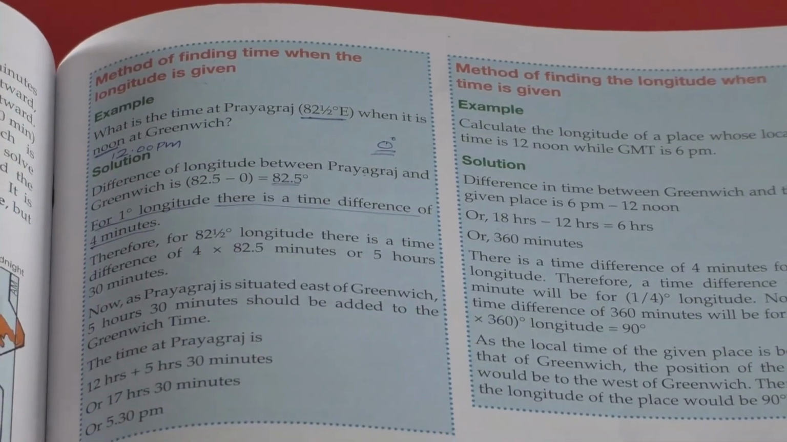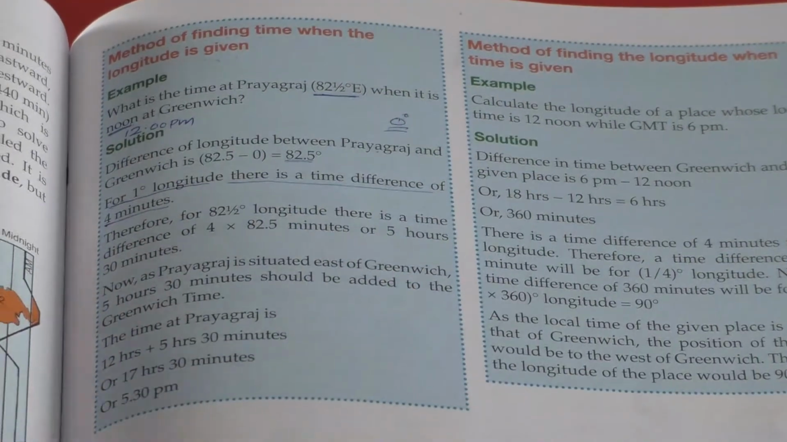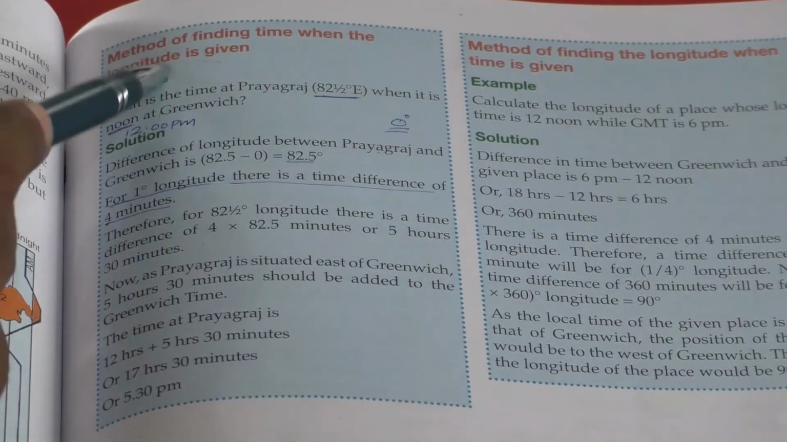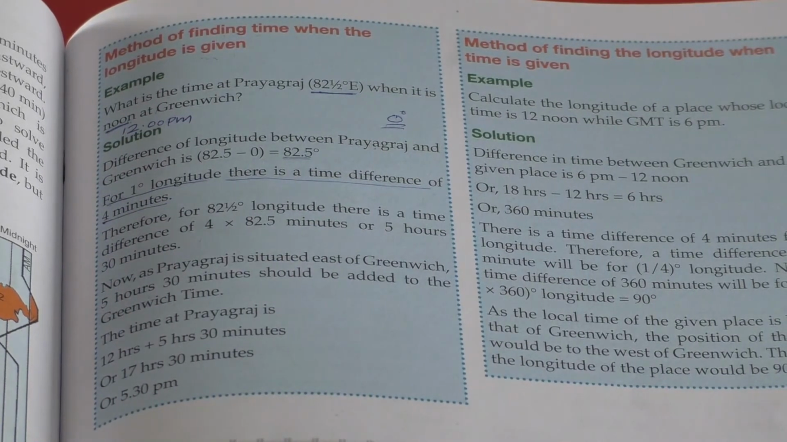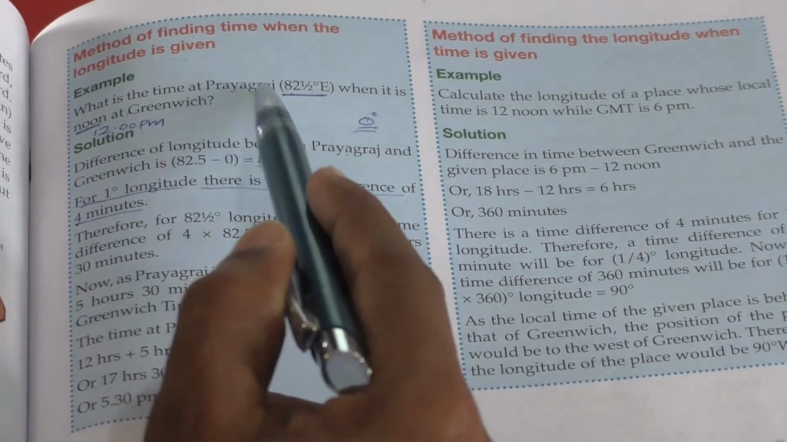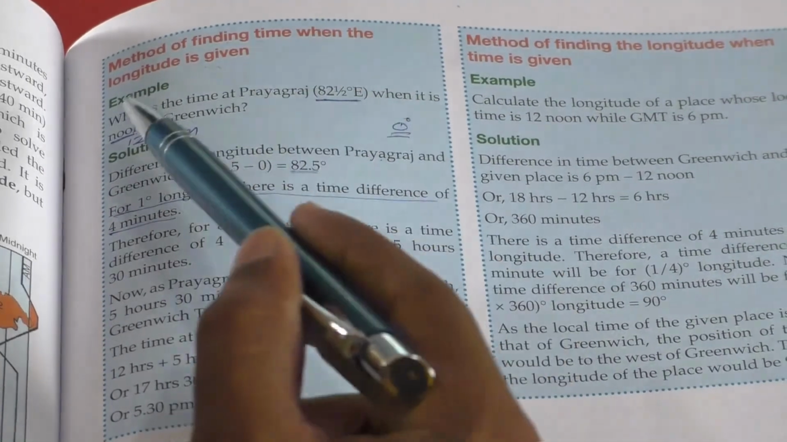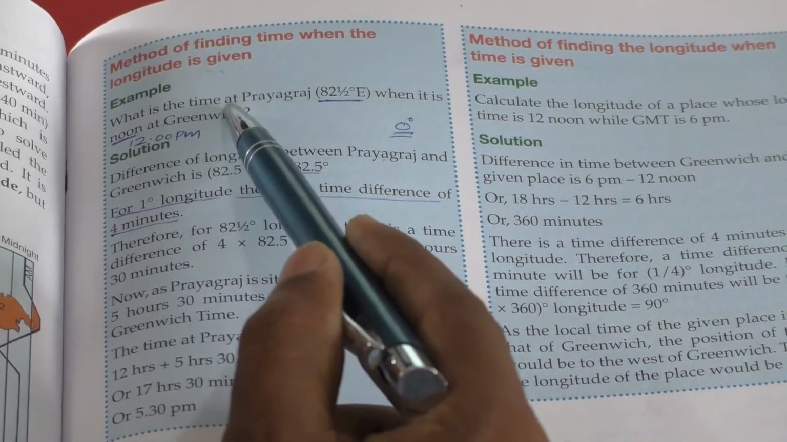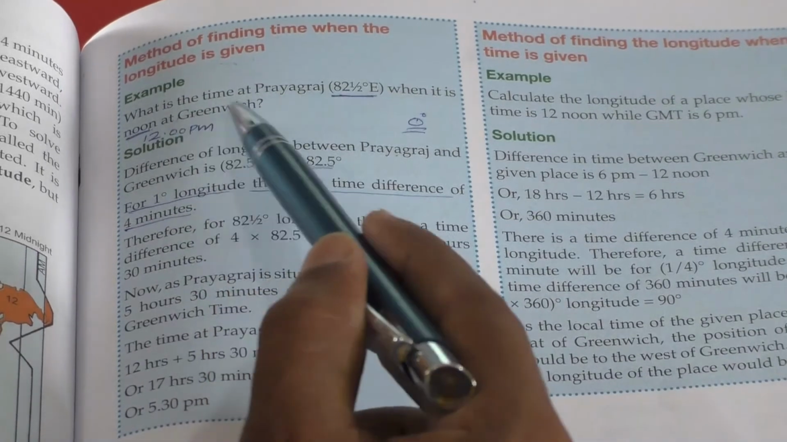So, dear kids, in your textbook, page number 21, you can see two problems. The first one is the method of finding time when longitude is given. Let us see how we can solve this problem. The example is: What is the time at Prayagraj, 82.5 degree east, when it is noon at Greenwich?